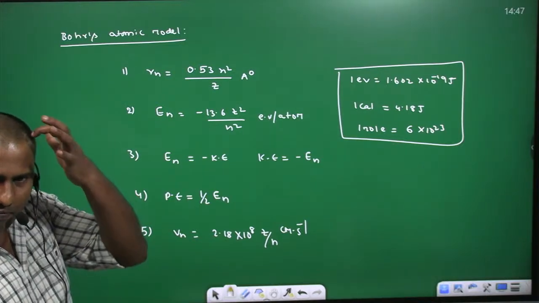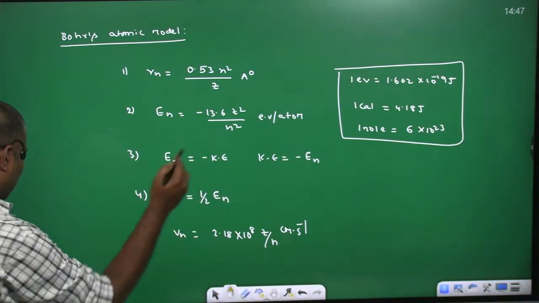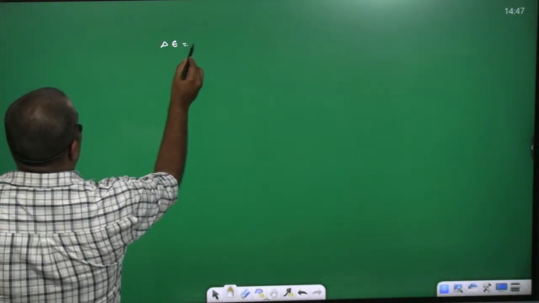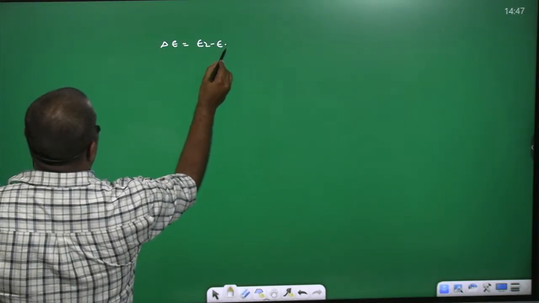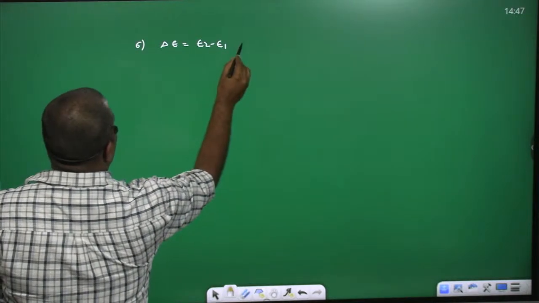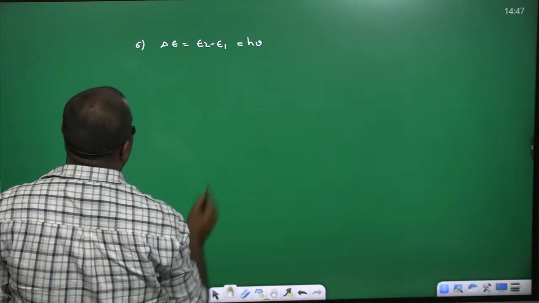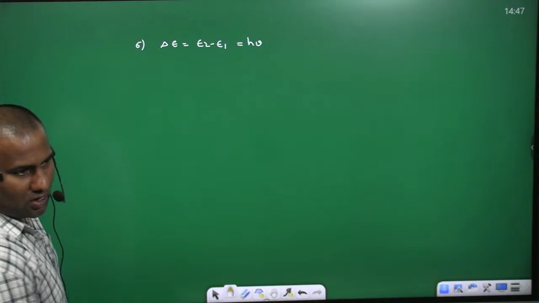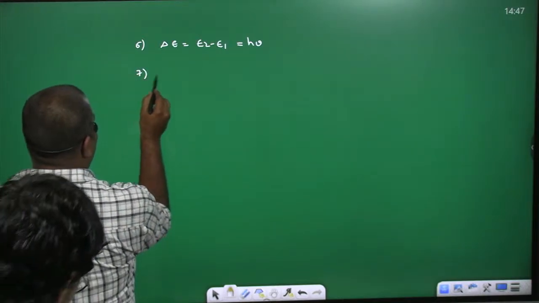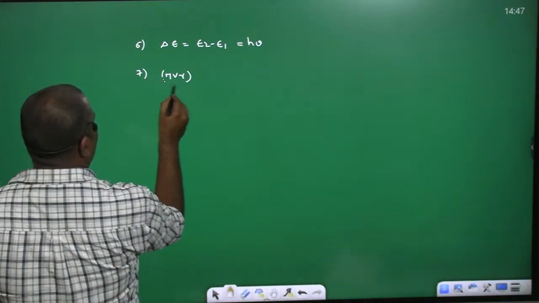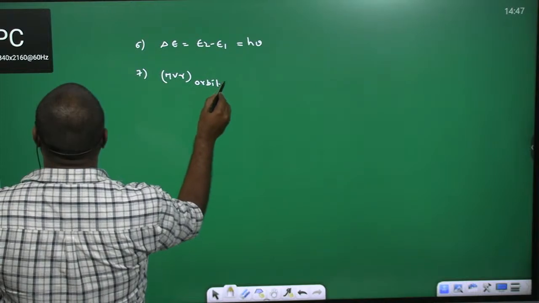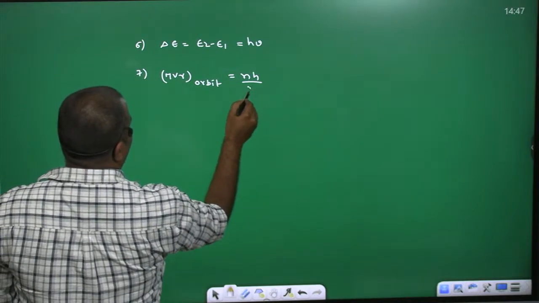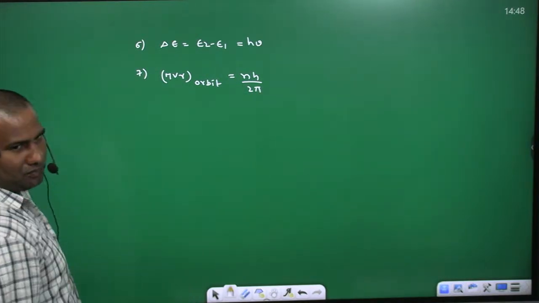So these are the important formulas of Bohr's atomic model. Here we can also find delta E equal to E2 minus E1, which equals h nu. The angular momentum of the electron, mvr in a given orbit, equals nh by 2 pi. This is the formula.